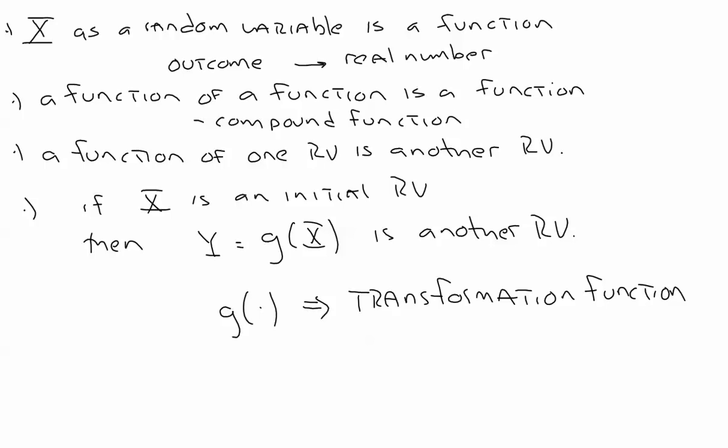All right. So a function of a function is a function. A random variable is a function. So a function of a random variable is another random variable. We're going to look at what happens when we take one known random variable, say x, and apply a transformation function g. We're going to look at what we can determine about my new random variable y. So let me define what I mean by my forward and inverse problems.